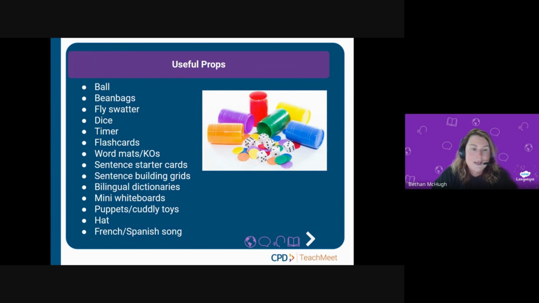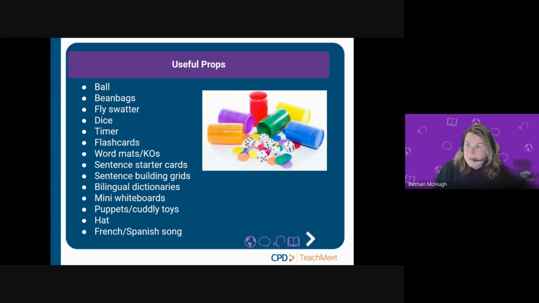Bilingual dictionaries. Now, these are expensive and you might not have enough for everybody, but as long as you've got enough for a group, maybe 10 for a class would be okay because children could work in groups together. Mini whiteboards tend to be fairly standard, but a puppet or a cuddly toy is great. It can come out and talk to people, or you can pass the parcel. A hat is marvelous. If children come up the front, they've got to wear the hat, they've got to do something, that kind of thing.